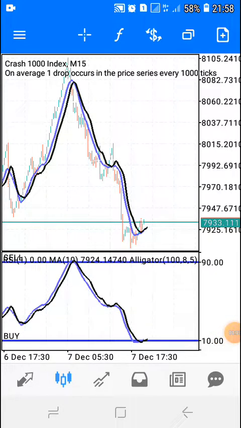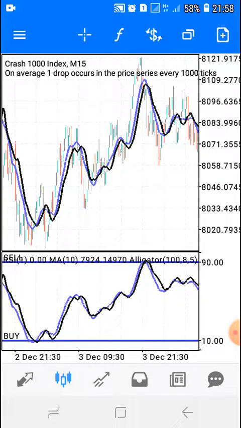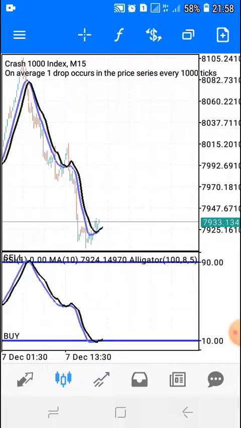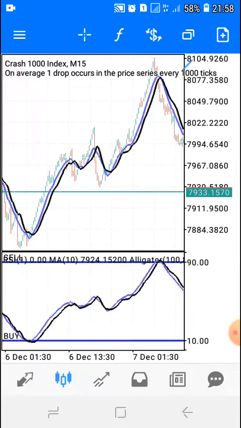Okay, so in today's video I'll be showing you guys a cool Boom and Crash strategy that you can use, right? As you guys can see, currently I'm in the 15-minute time frame. By the look of things, we can actually see what the market did over here, right?